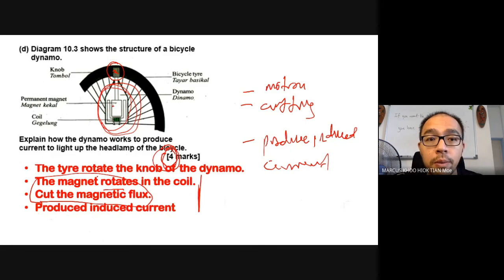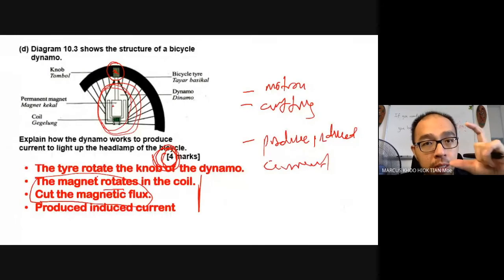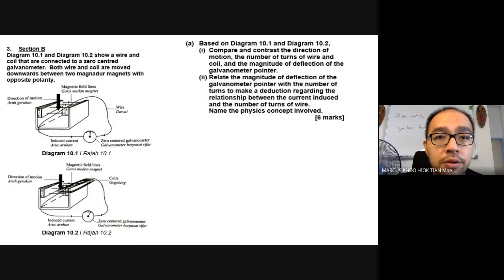Okay, so whenever you have an explanation question like this, take note of how many marks there are. How many marks usually tells you the minimum number of points you need to make sure that you have in order to get the full marks. All right, let's move on to question number 3.